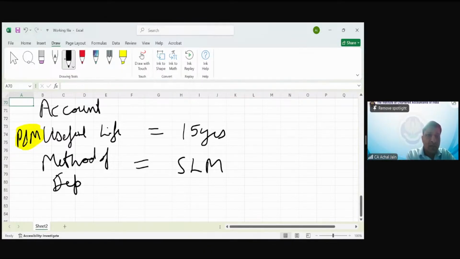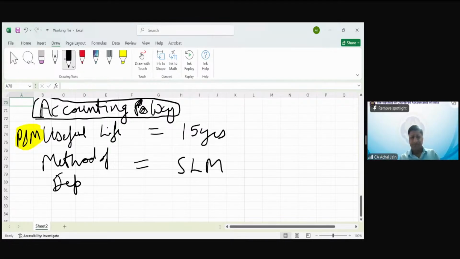But when the company will disclose its accounting policy in relation to accounting of PPE, accounting of depreciation, what will the company write? That the company follows a depreciation based on useful life. For machine, the useful life is 15 years. Method of depreciation is SLM. So to say that these two are estimates, yes, that's correct, which is disclosed as accounting policy of the company.